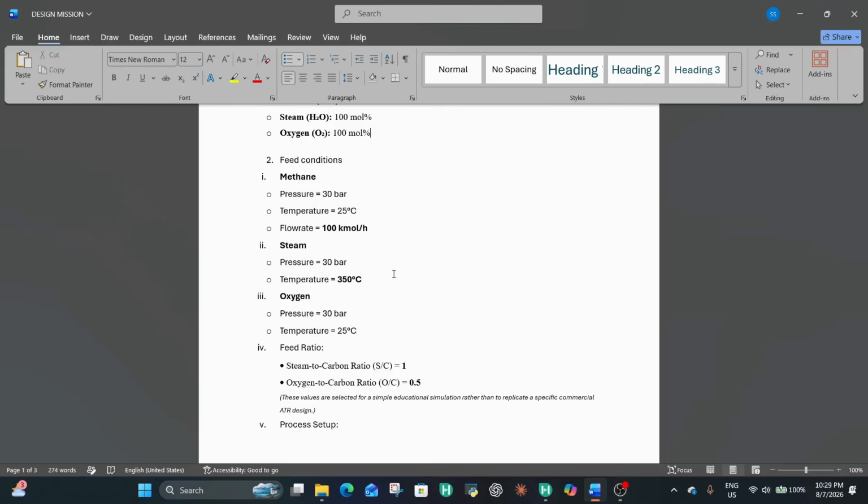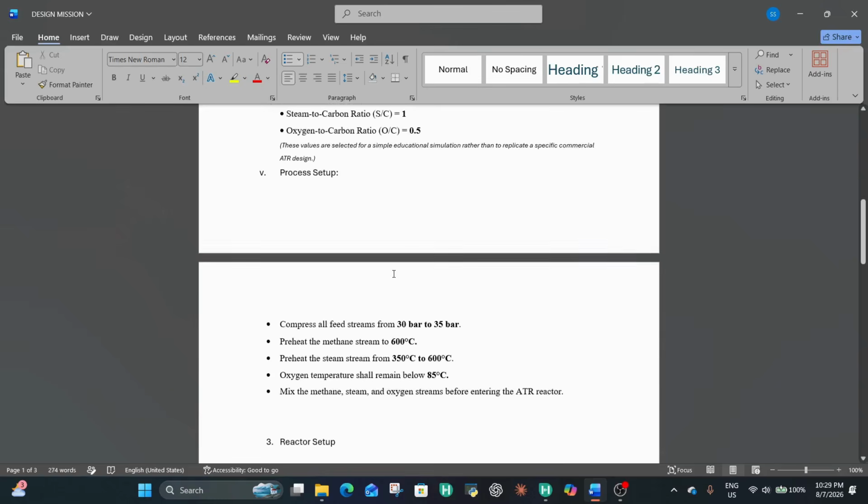Now for the oxygen, we have an oxygen to carbon ratio of 0.5. So now that we know that our steam flow rate is 100 kilomole per hour, half of that, 0.5, 1/2, is the oxygen ratio. So for every 100 kilomole per hour of our carbon, we have 50, basically half of that. So that's our flow rate, 50 kilomole per hour of oxygen.